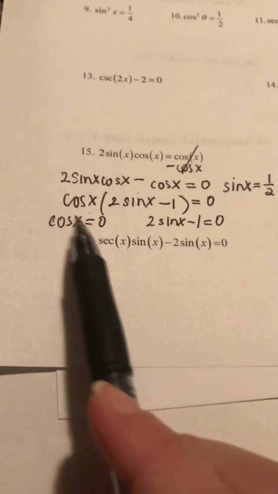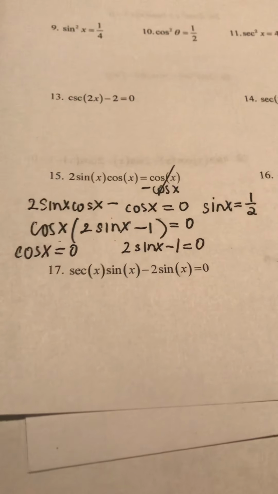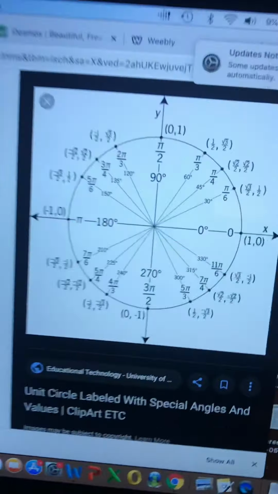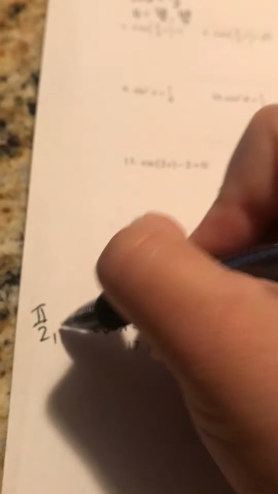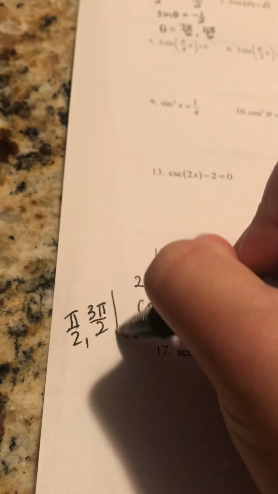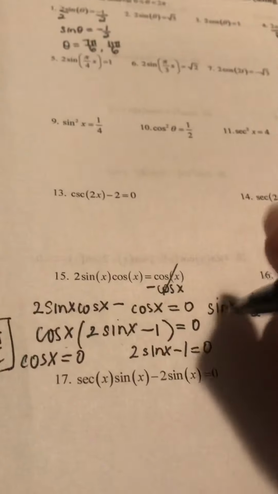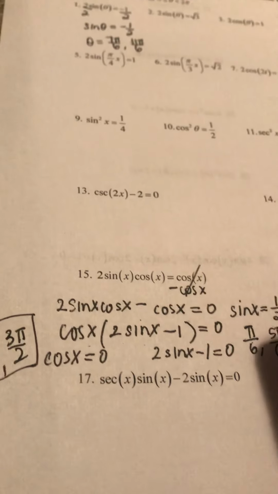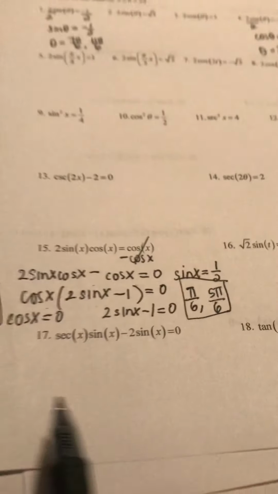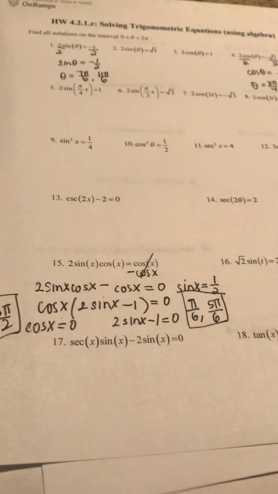Now we have to figure out where cosine is 0 on the unit circle. I know that's going to be pi over 2 and 3 pi over 2, where the x-coordinate is 0. Those are a couple of answers. But don't forget this answer over here. Where is sine 1/2? That's at pi over 6 and 5 pi over 6. So this one has a total of 1, 2, 3, 4 solutions. Make sure you have all 4 solutions.